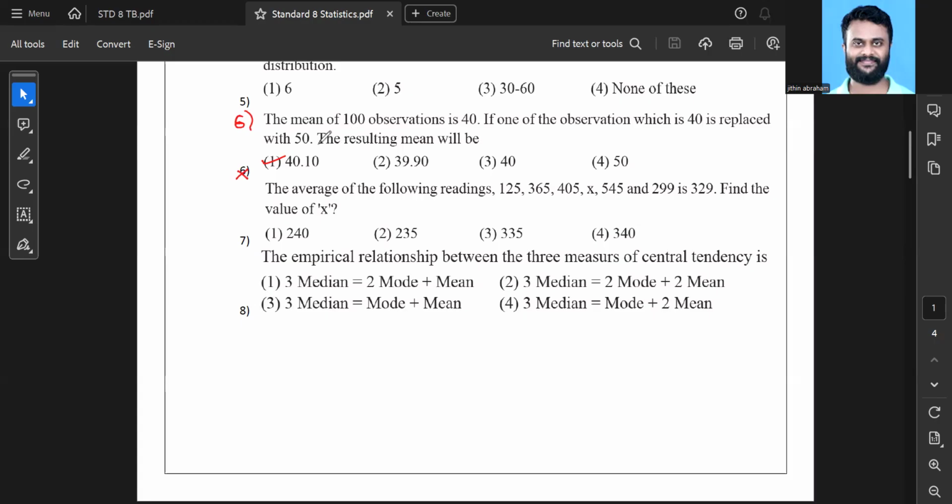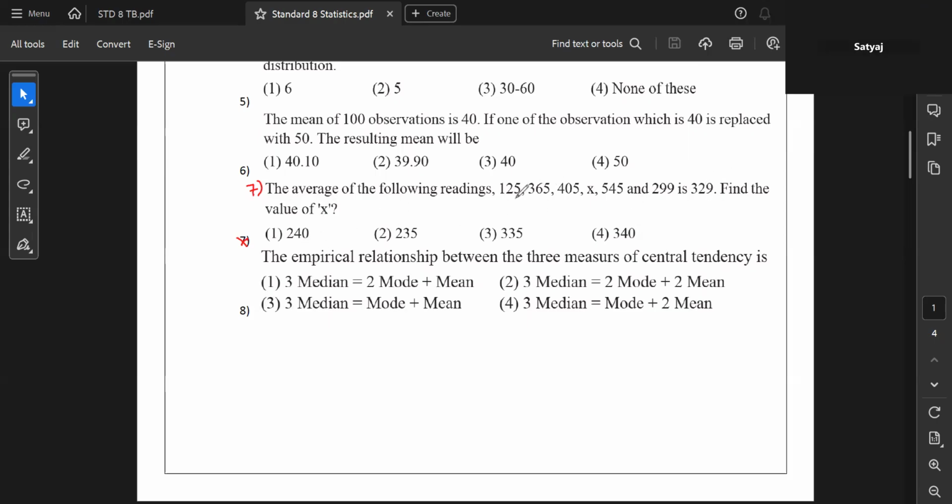Yes, till sixth we have done. So today we'll be starting with the seventh one. The average of the following readings is 329. What is the value of x?